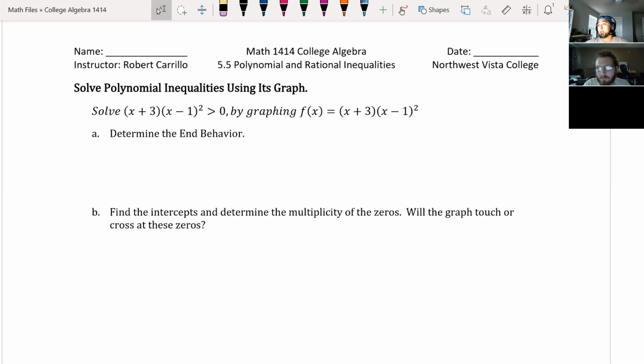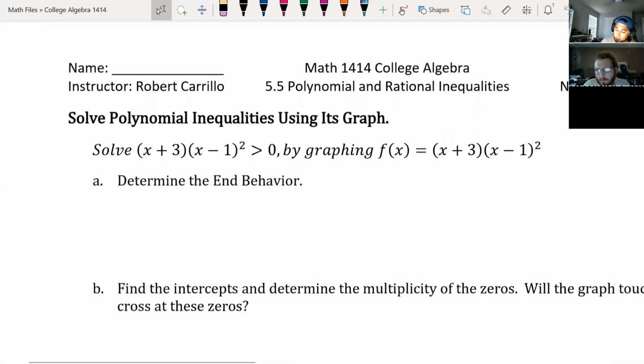So when we start with this polynomial inequality, we're going to graph it the way we've been graphing polynomials, all to answer one question. Where are we greater than 0? Where are we above the x-axis? But let's run through it before we answer that one question.